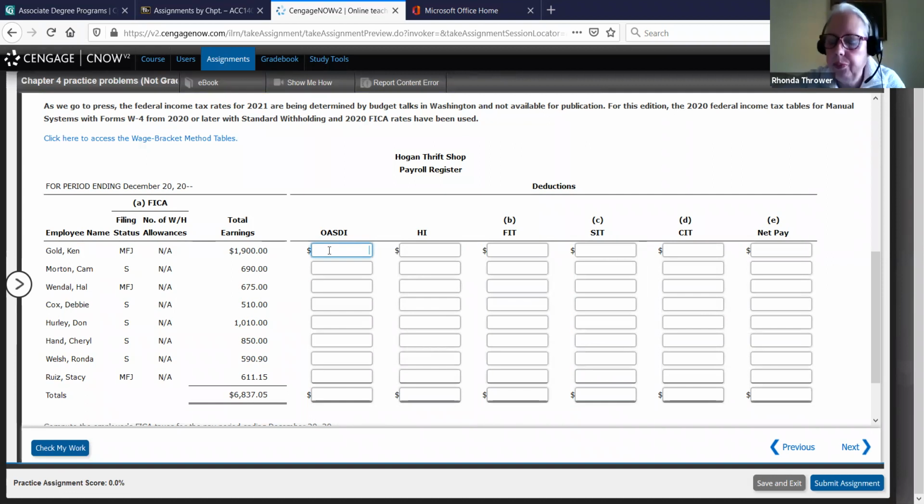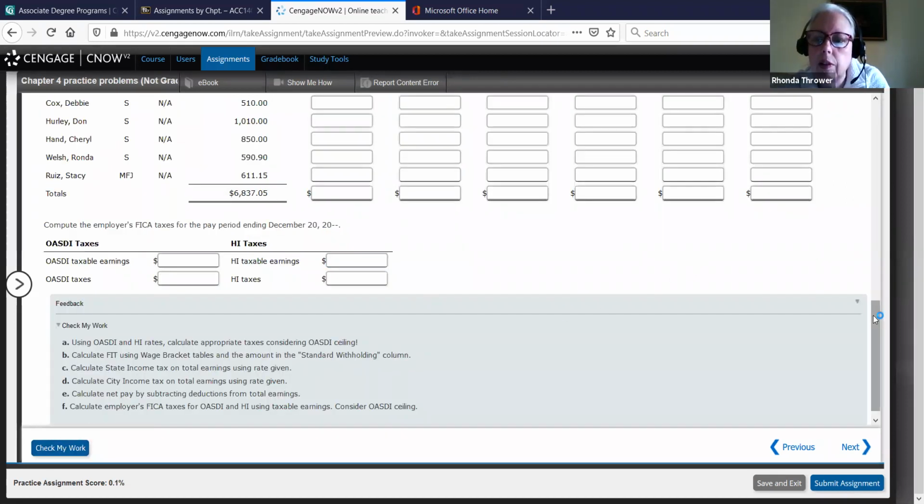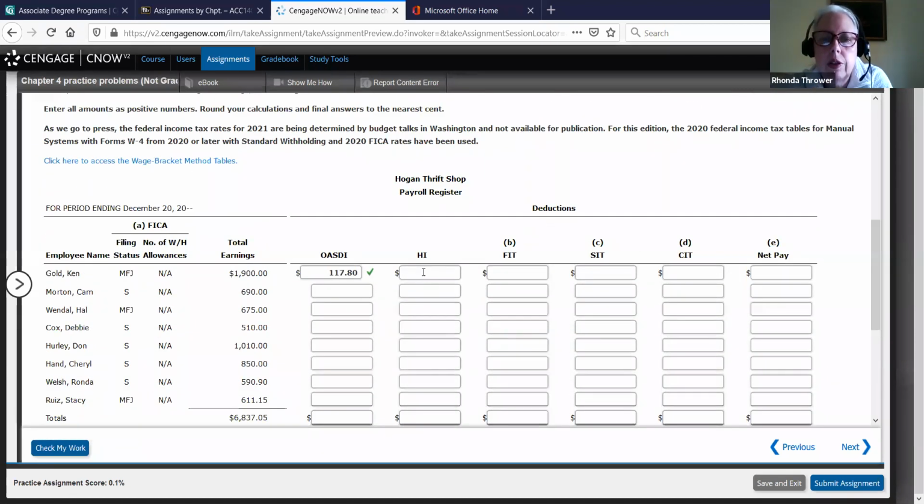What you'll remember is that we have to multiply the weekly earnings of $1,900 times the tax rate for OASDI, which is 6.2%. That will give you $117.80. That is the amount of the OASDI tax. It's always a good idea to check your work, just to make sure your math is correct. And we are this time, so we'll move to the HI taxes.